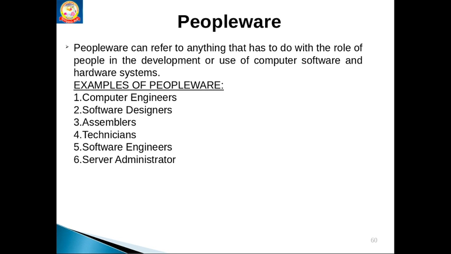What is peopleware? Peopleware can refer to anything that has to do with the role of people in the development or use of computer software and hardware systems. These are the roles played by different people in the development of the hardware or the software. Examples of peopleware are computer engineers, software designers, assemblers, technicians, software engineers, server administrators. All of them we can call peopleware.